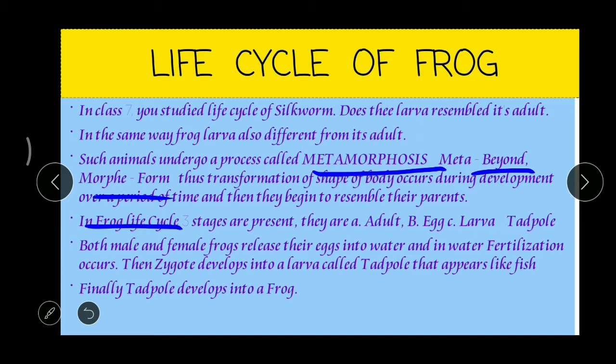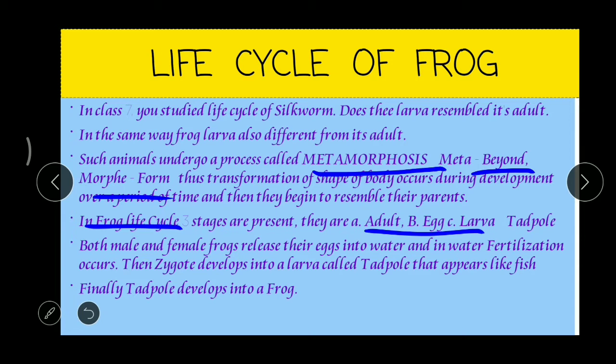In this life cycle we can find three main stages. What are they? Adult, egg and larva. Adult means here we can find two frogs, a male frog and a female frog, right? And both the male and the female frog release the eggs. Where are they living actually? Yes, in the water. Of course, they stay mostly on land, but frequently they jump into water. But reproduction occurs inside the water.